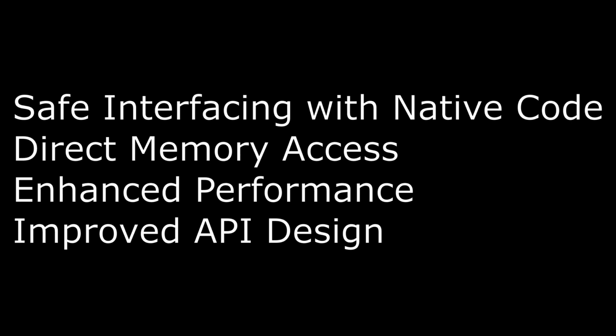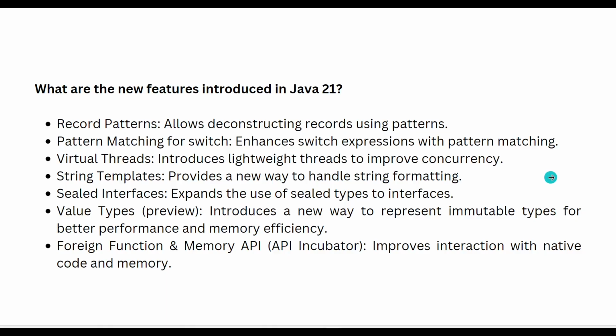Also it provides us enhanced performance. Previously we were using traditional JNI, so this provides more direct access to native resources, like we talked about, and this reduces the overhead associated with JNI calls. The last key feature we get is improved API design. It offers a modern and developer friendly API compared to JNI, which looks pretty old, and it makes it easier to use and less error prone. Now these were the new features introduced in Java 21.